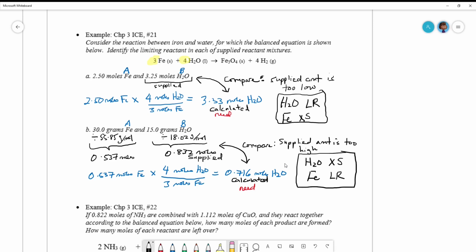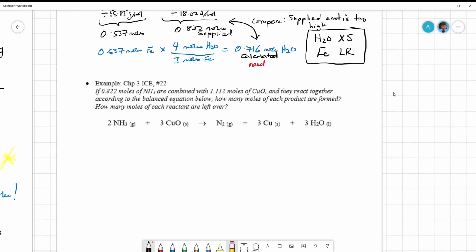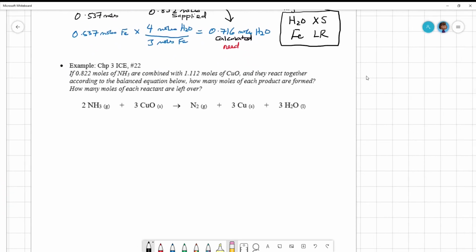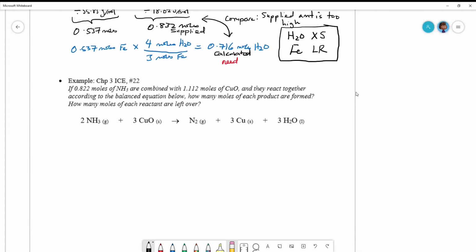Okay, so a nice simple technique to identify the limiting reactant in a mixture of reactant chemicals. Now, why is it important to identify the limiting reactant in a mixture of chemicals? Well, let's remember, it is the limiting reactant that controls how much product is made in the reaction, and it's the limiting reactant that controls how much of the excess reactant is used and left over. So, now let's take a look at how to apply that with question number 22.